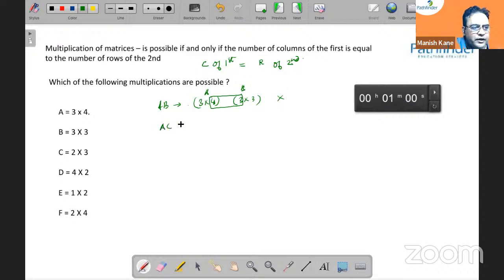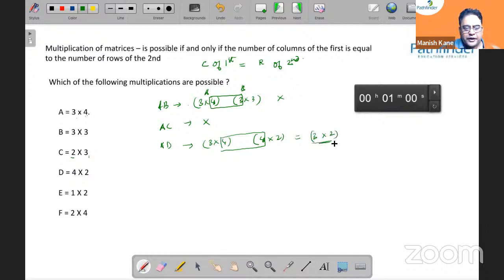Correct? What about AC? AC is 3 by 4 and C is 2 by 3. The columns of A is not equal to rows of C. AC is also not possible. What about AD? Is AD possible? A is 3 by 4 and D is 4 by 2. Now you do have columns of the first, A, equal to rows of the second. So this multiplication is possible. And the multiplication will give out a matrix of order 3 by 2.